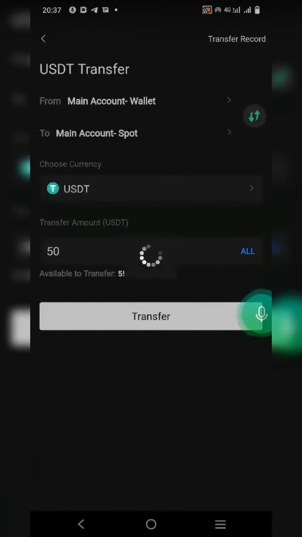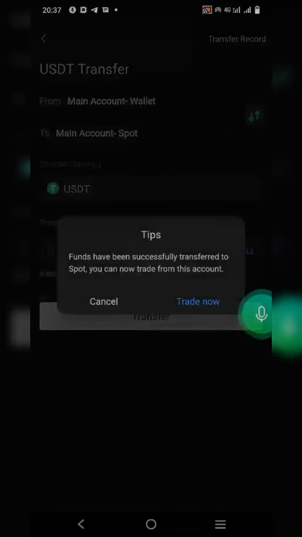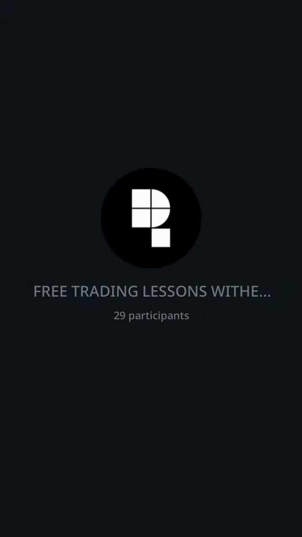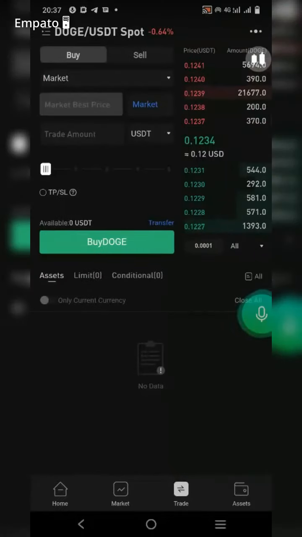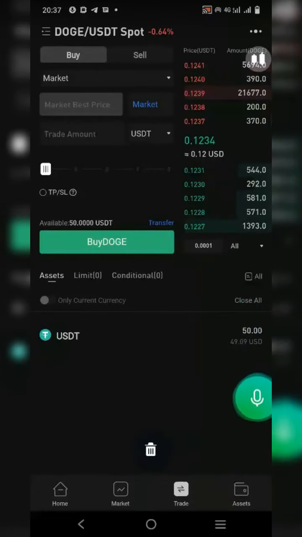Just want to use 50 to play around with the spot market. Okay, funds have been successfully transferred. Trade now. Okay, yeah. So I'm in and I have my 50 USDT in here, which is equivalent to 50 US dollars. So let me explain what all this means.